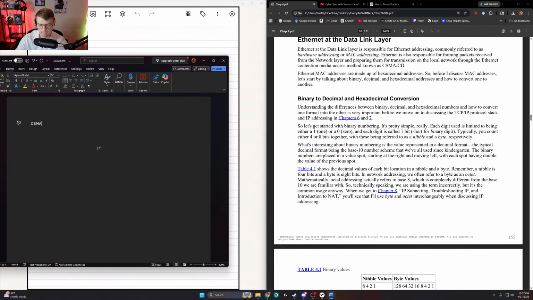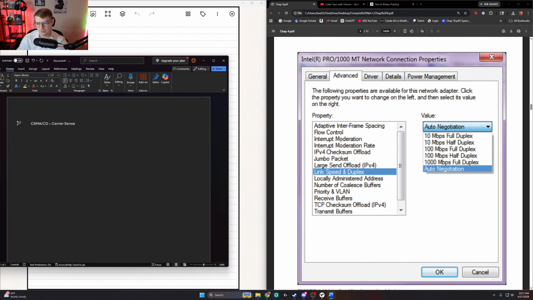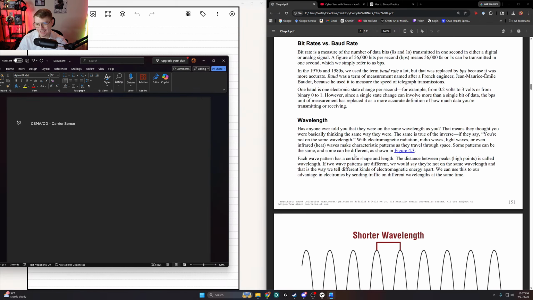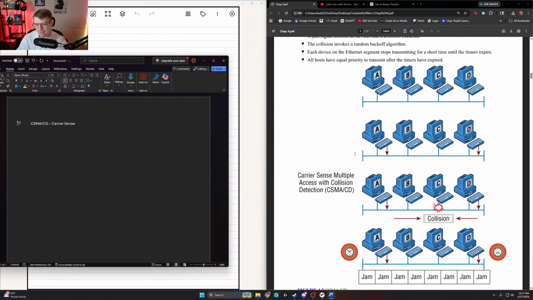CSMA-CD, which is carrier sense... Drawing a blank. The coffee hasn't fully kicked in. I just woke up. Carrier sense multiple access with collision detection.